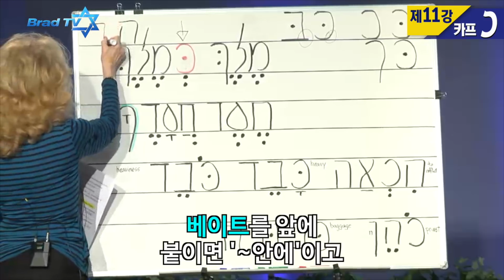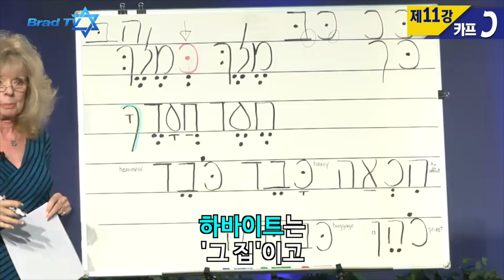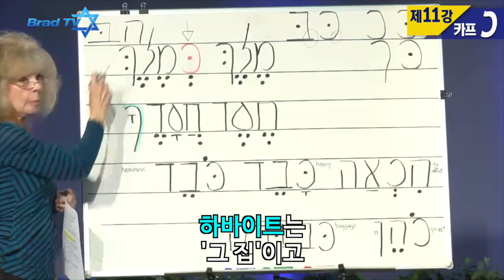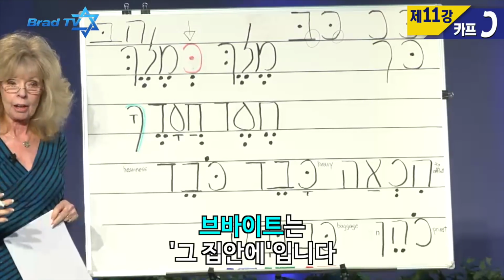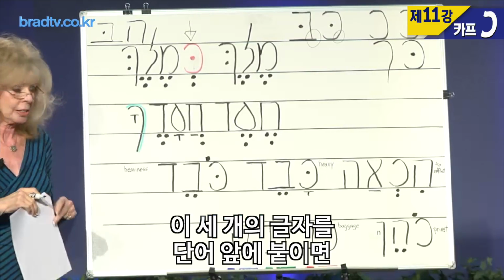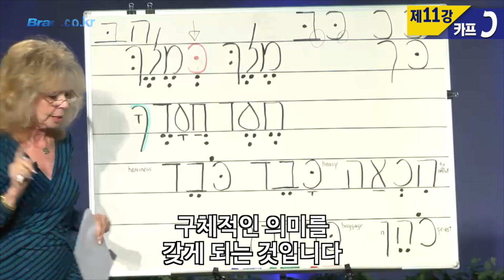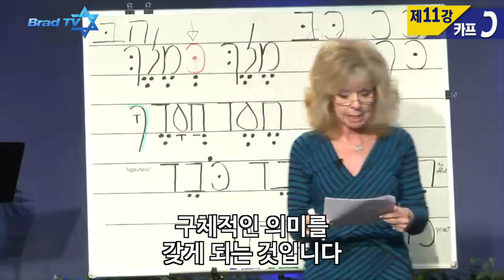When you attach a bet to the beginning of a word, it means in. So it could be habayit, in the house, or bebayit, in the house. All right, so we have three letters now that we know we can attach to the beginning of a word, and they have a specific meaning.